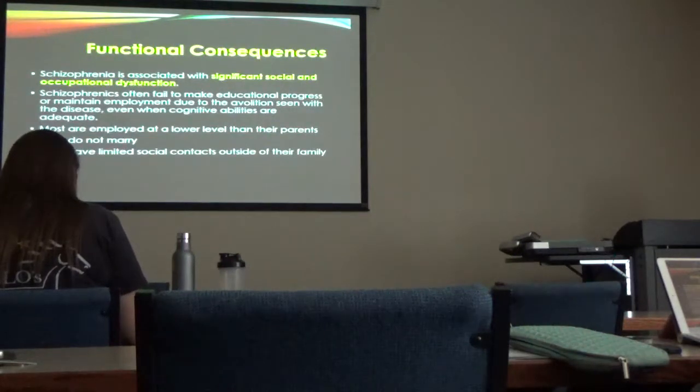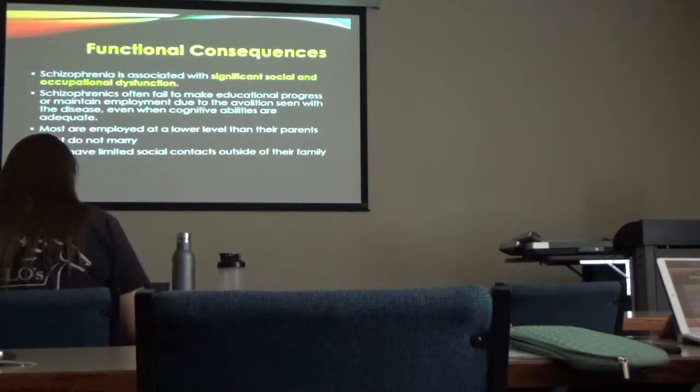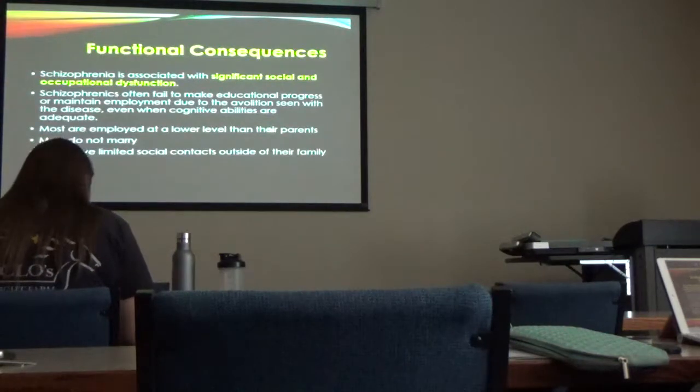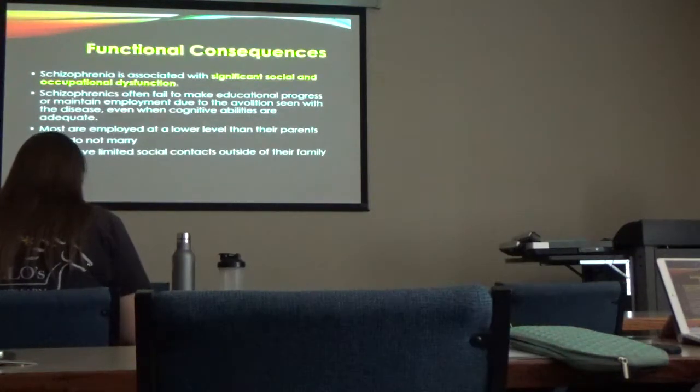Your child might have a schizophrenic break at 18 or 19. They go off to college and they just drop out and never can do anything because they've lost their cognitive abilities. They've got avolition. They have a lot of other things happening with them. And this is true even if they maintain reasonable cognitive ability. So it's got a lot to do with avolition, social behavior. Most are employed at lower levels than their parents. Many do not marry. Most have limited social contacts outside their own families.